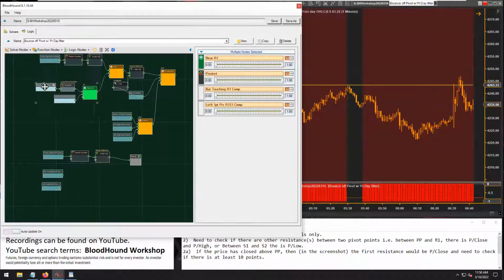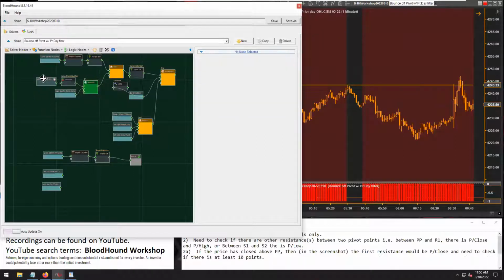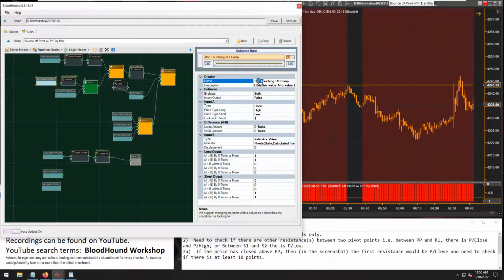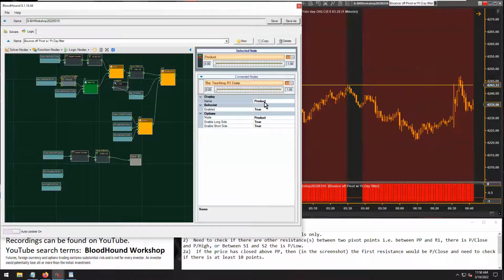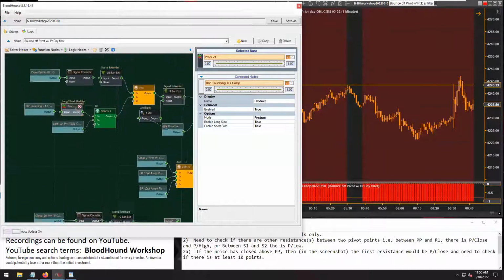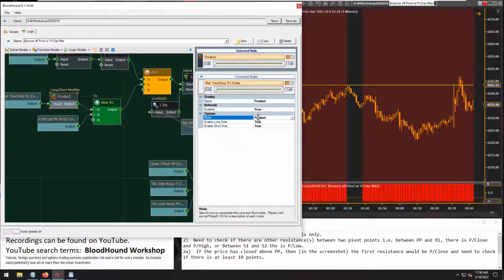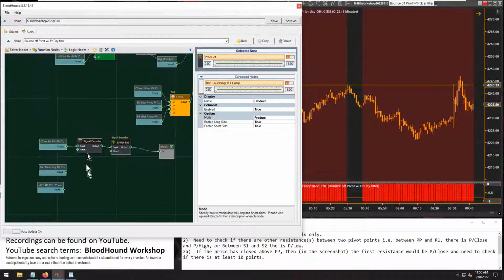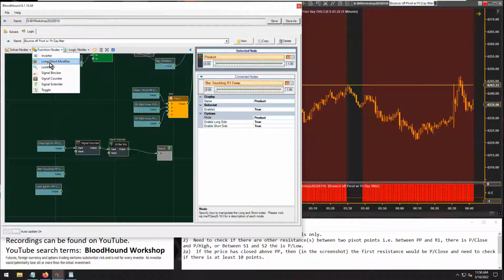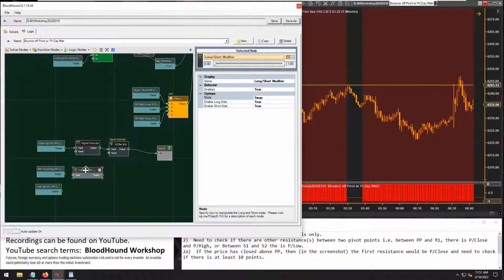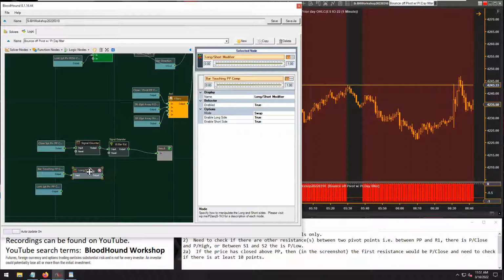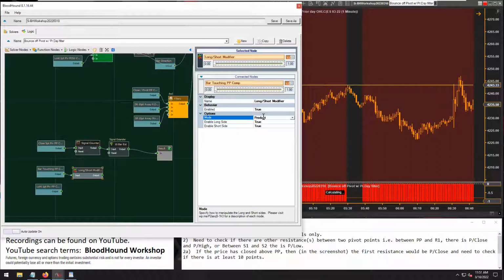Right, we're duplicating this up above here. So remember, we have a node that's our bar touching solver going into a long short modifier. That was a long short modifier using the product mode. So let's grab a long short modifier, connect that in, and change the mode to product. There.